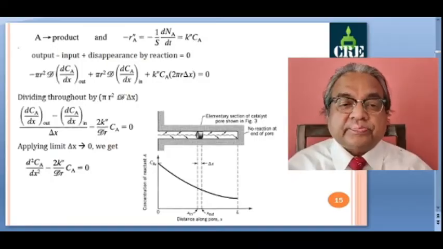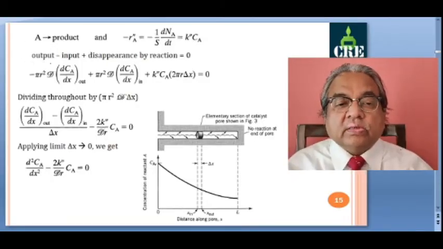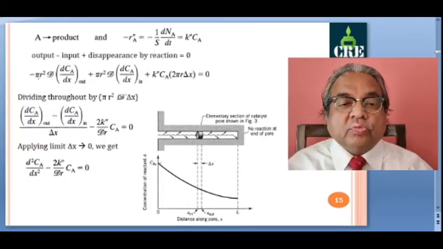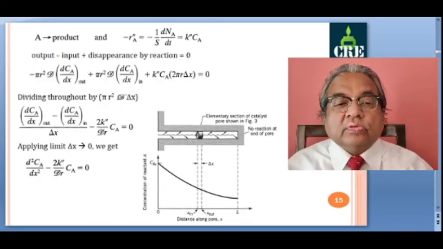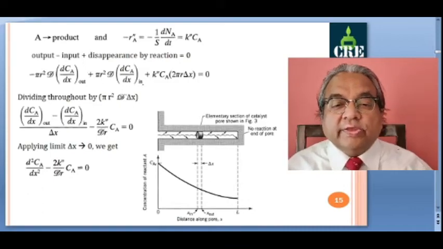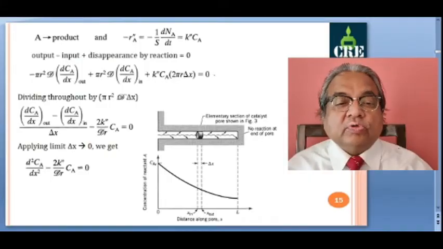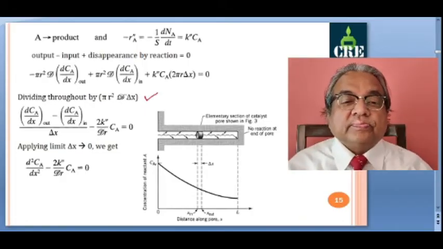If we write the material balance, output minus input plus disappearance is equal to 0. So minus pi r square D dCA by dx out, minus input, so minus minus plus pi r square D dCA by dx in, plus k double prime Ca 2 pi r delta x is equal to 0. If we divide this equation by pi r square D delta x, pi r square D will cancel out and delta x will remain in the denominator. So the first two terms are divided by delta x.